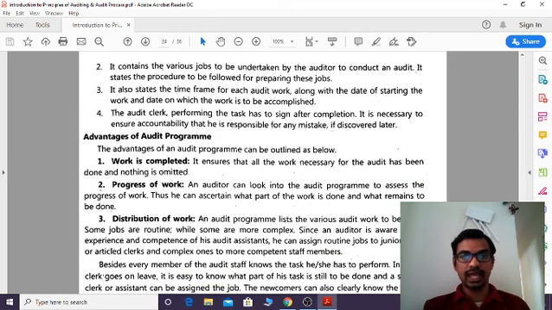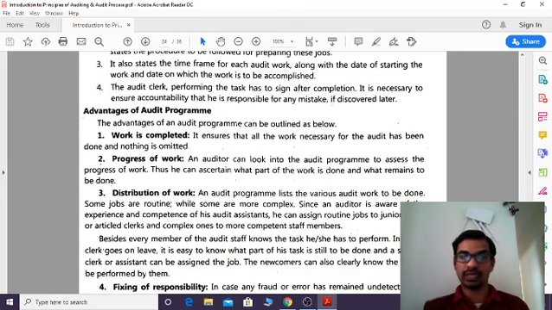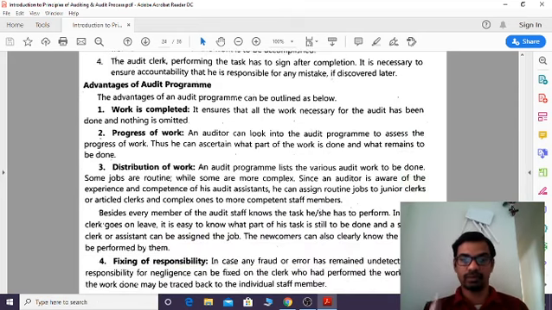The next one is the advantages of the audit program. There are several advantages. Number one: work is completed. It ensures that all the work necessary for the audit has been done and nothing is omitted. What we discussed under the features is that it is a kind of timetable. Under that, all jobs are stated properly with the time frame. Therefore, each and every kind of work is completed and nothing is omitted. That is the first advantage.